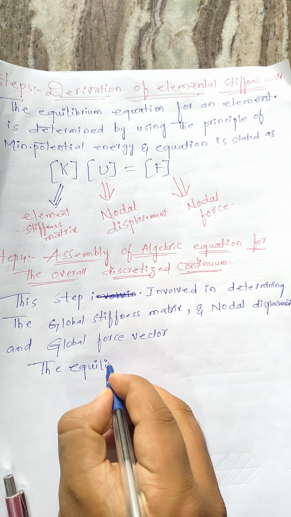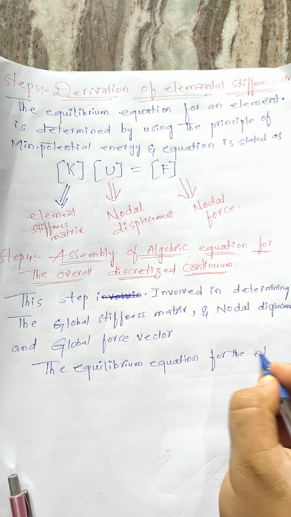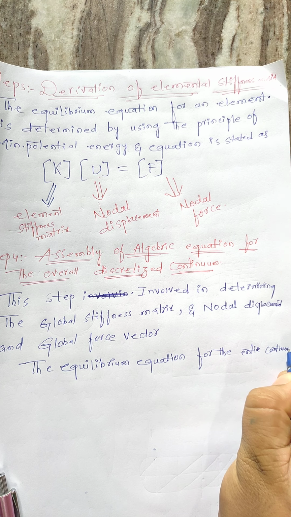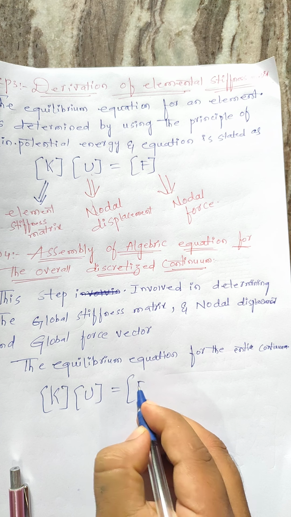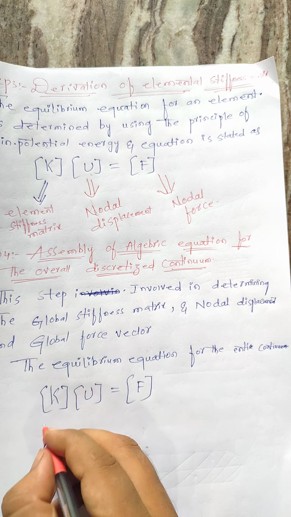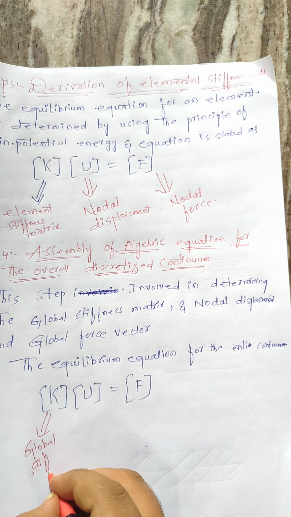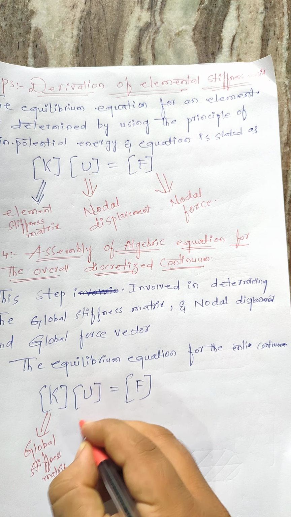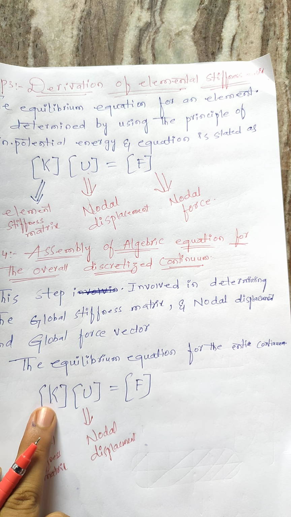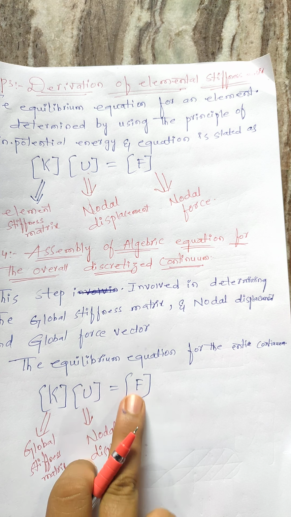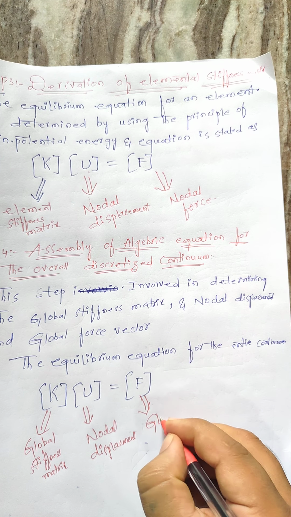The equilibrium equation for the entire continuum, we can represent as the same equation, Ku equal to F. So K represents the global stiffness matrix, and U represents the nodal displacement, like u1 u2 u3 u4 like this, and F indicates the global force vector, like f1 f2 f3 f4 f5 f6 like this, is it right? So F indicates that it is a global force vector.